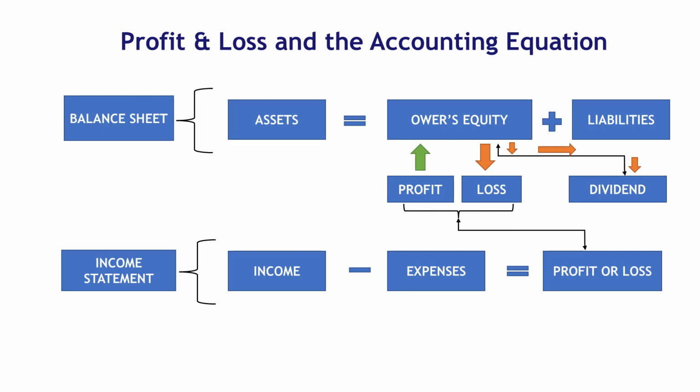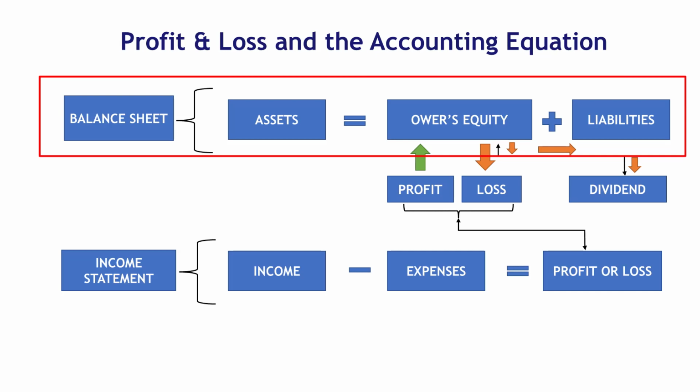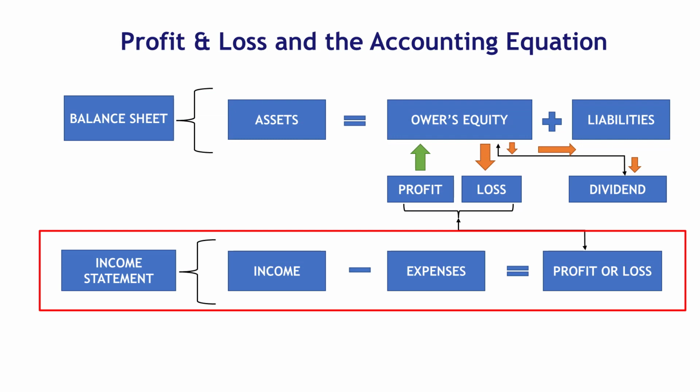In summary, the 5 elements of the accounting equation are typically categorized into 2 groups, the balance sheet elements and the income statement elements. Group 1, the balance sheet elements: assets, liabilities, and owner's equity are the balance sheet elements. They are used to prepare the balance sheet, which is a statement that reports the company's financial position at a specific point in time. Group 2, income statement elements: revenue and expenses are the income statement elements.